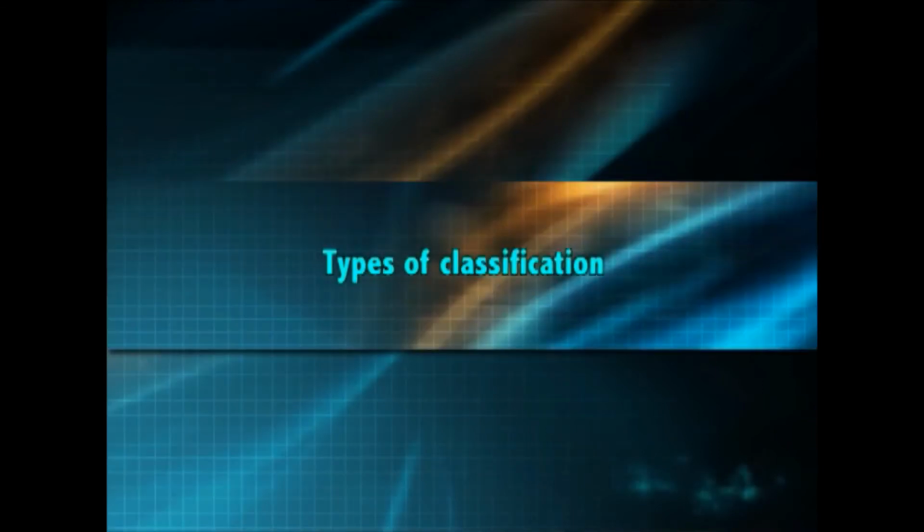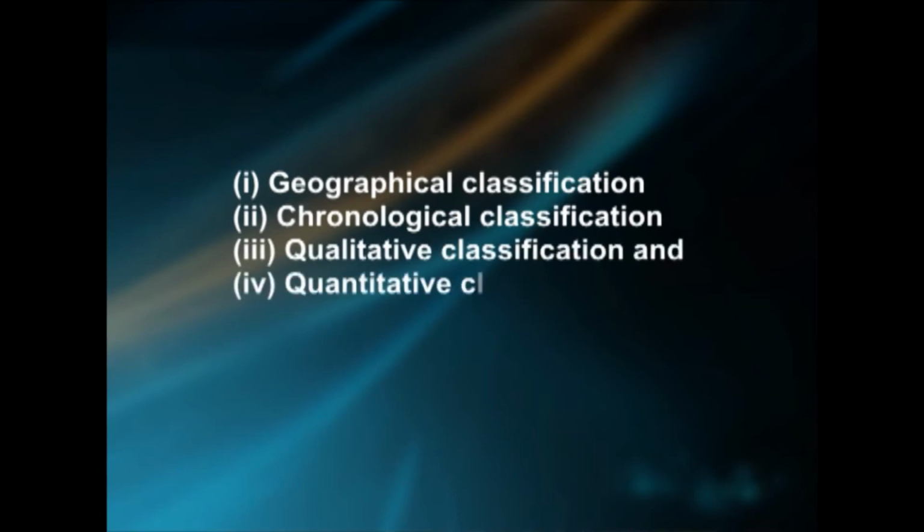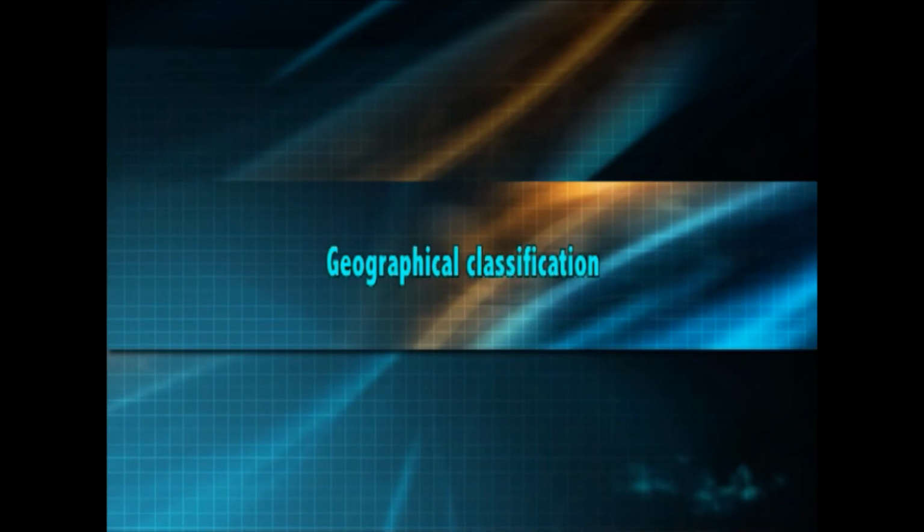Types of classification. Depending upon the nature and purpose of the data collected, it can be classified in various types. Following are the common forms of data classification. 1. Geographical classification. 2. Chronological classification. 3. Qualitative classification. And 4. Quantitative classification.